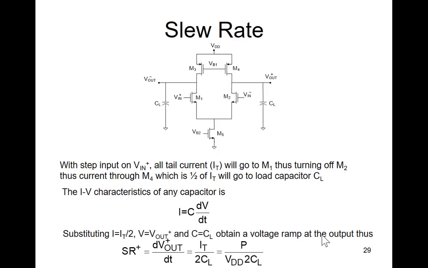Are you with me? I put a step in the input here. The current's going to be flowing in that capacitor. It is going to be I tail over 2. Normally, what is the input current to that capacitor if the signal is small?